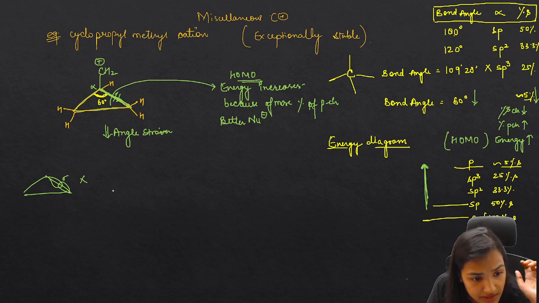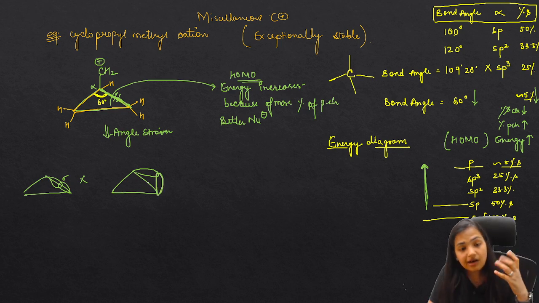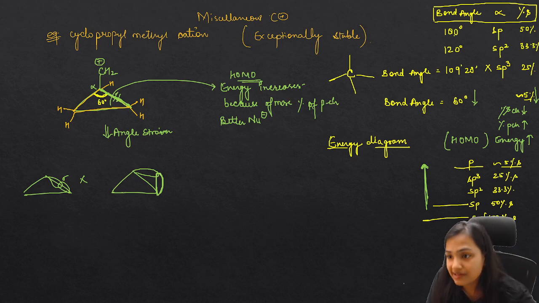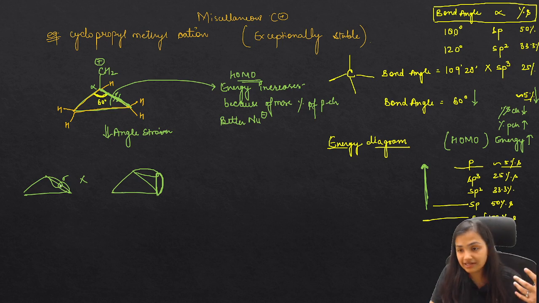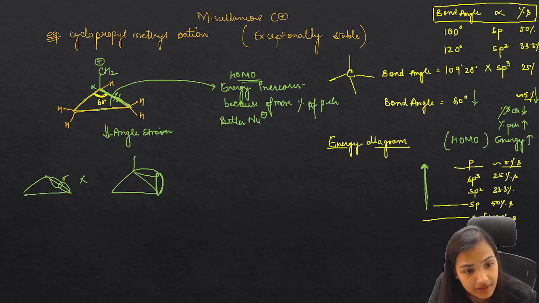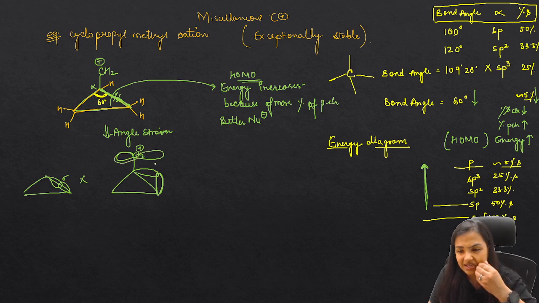This overlap is basically slightly like this. Because of this angle strain, this overlap is something like this. So rather than being a pure S, they have more of P character. Rather than being considered to have a complete S character, that is, a sigma bond, it is basically having a P character. And in the case of the carbocation, that is CH2 positive, we do have a vacant orbital there, we do have a vacant P orbital.